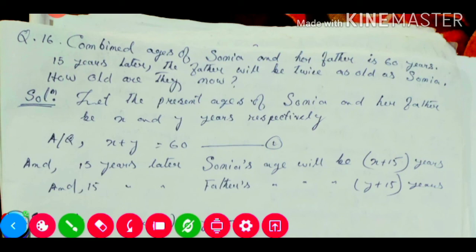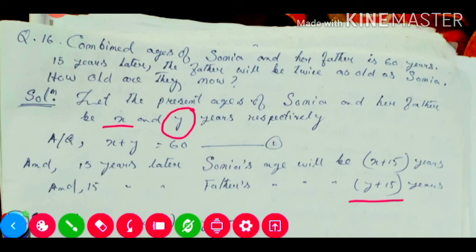So 15 years later, Sonia's age will be x plus 15, because her present age is x, and her father's age will be y plus 15, because her father's present age is y. So after 15 years, her father's age will be y plus 15 years.